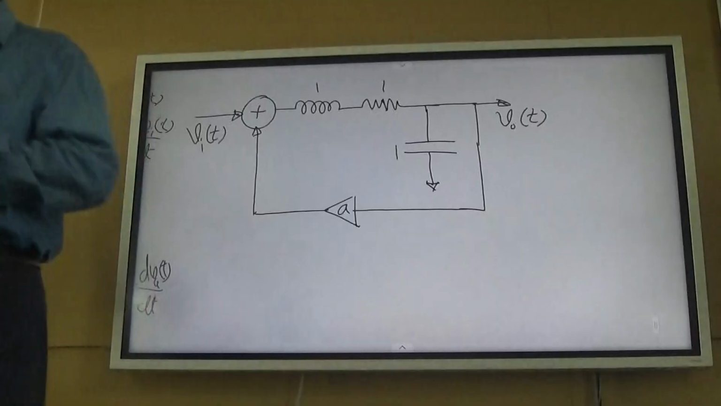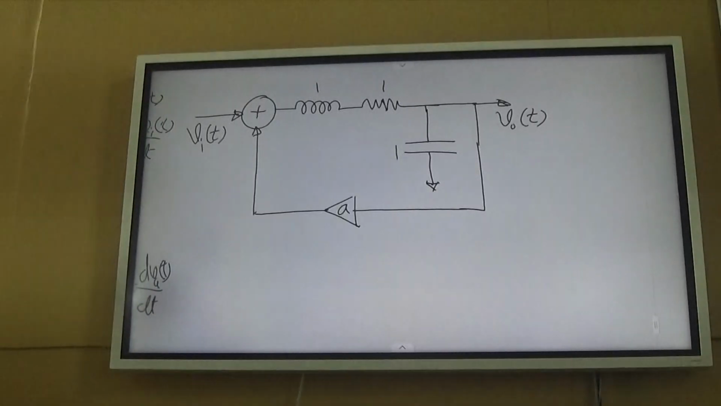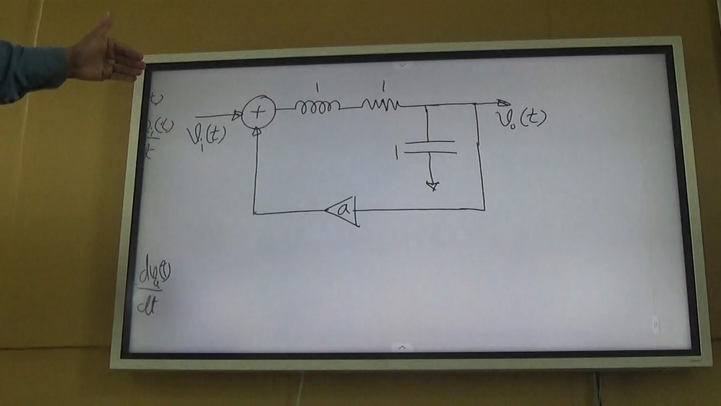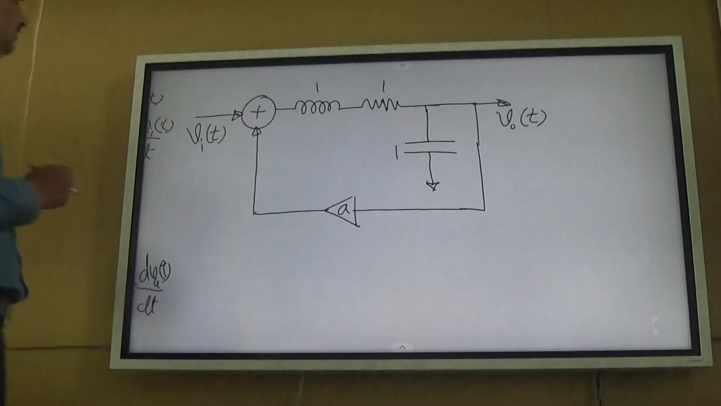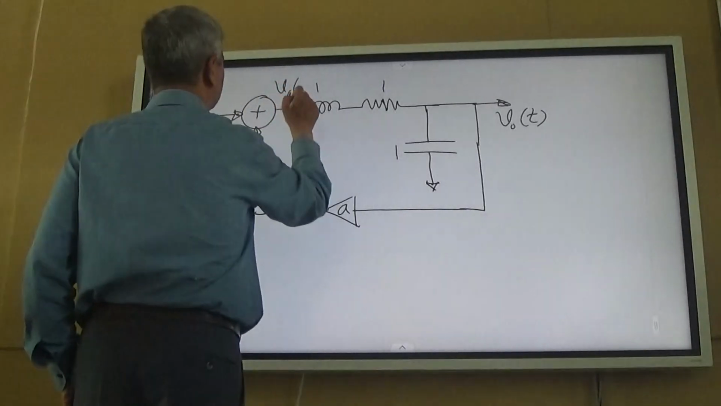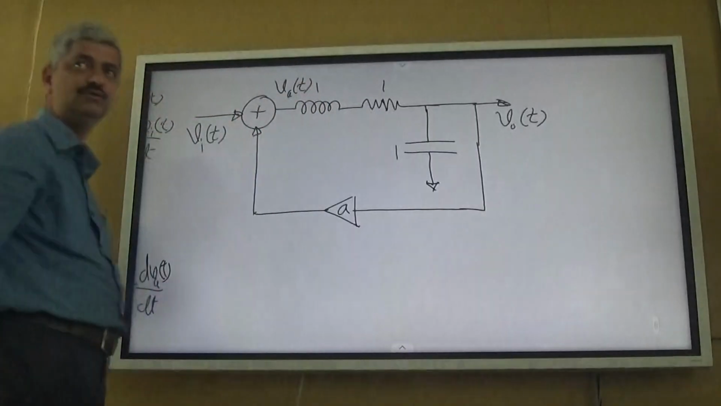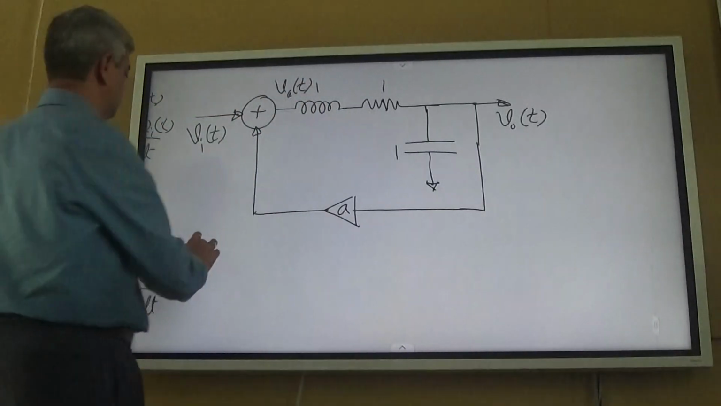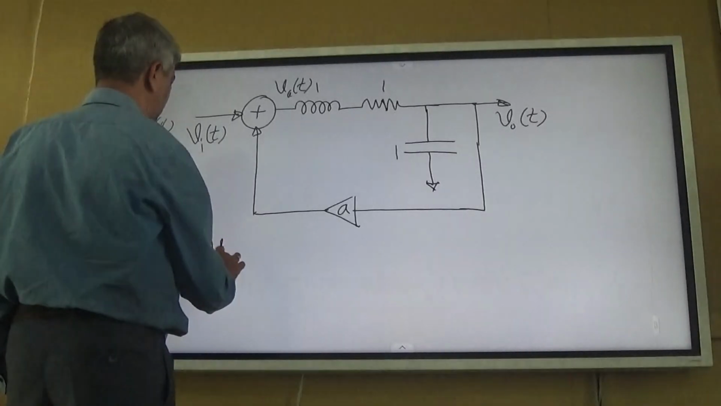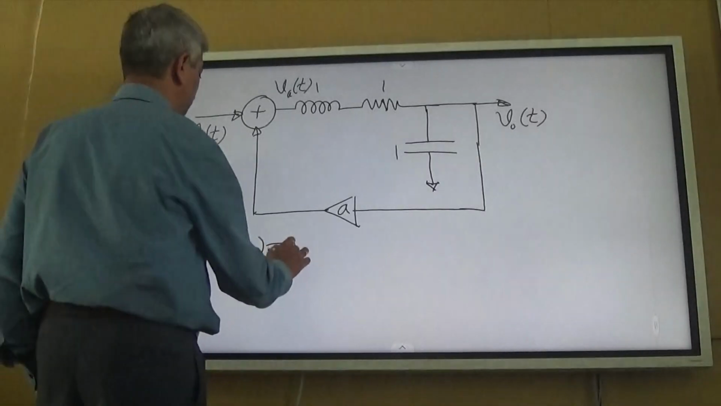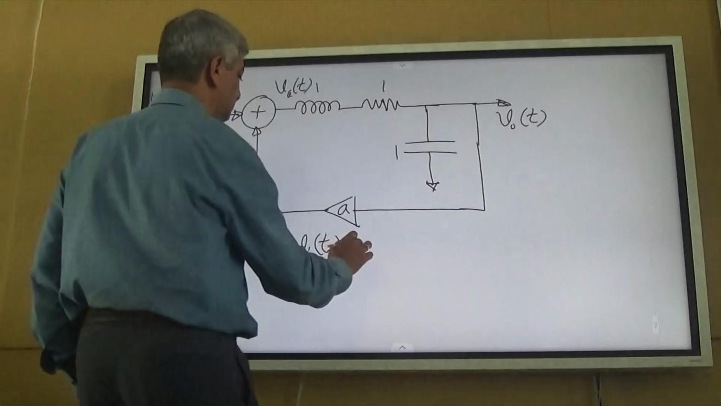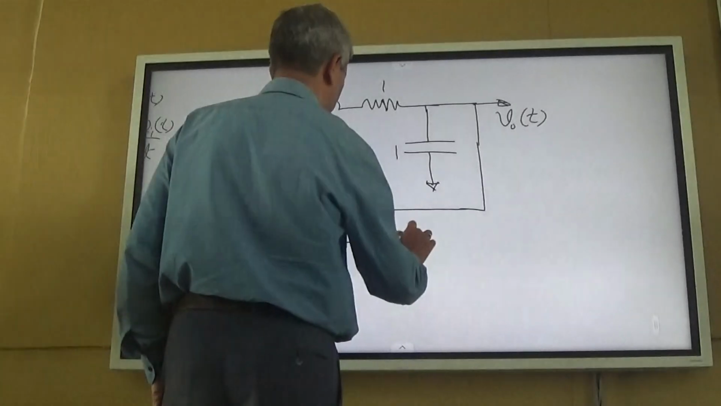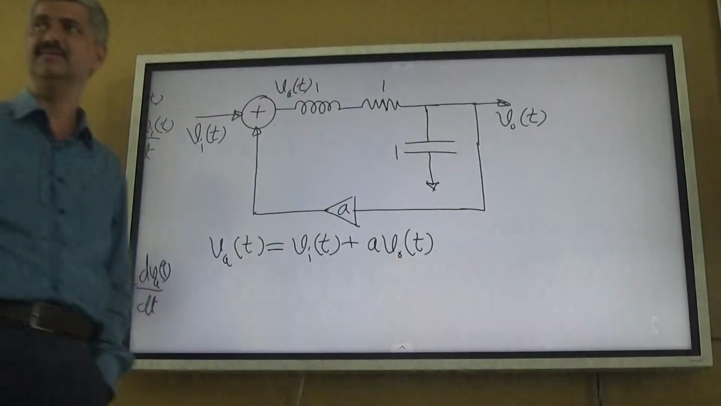Okay? So it contains one L, one R, one C, V in T, VOT, one multiplier, one adder. So we get VAT, this is VAT. First it will be very obvious that VAT is equal to V in T plus A VOT. That is a simple equation.